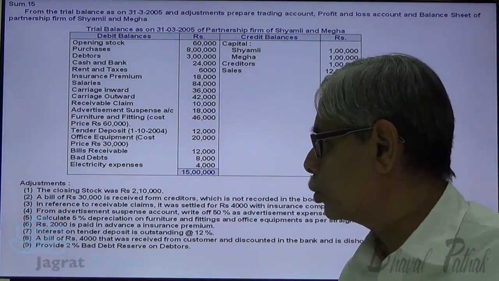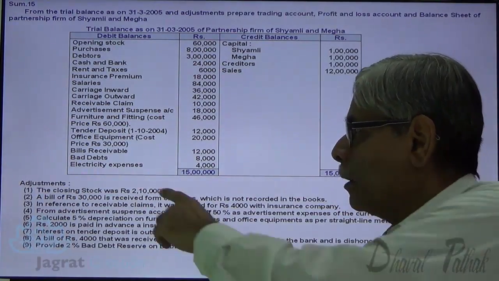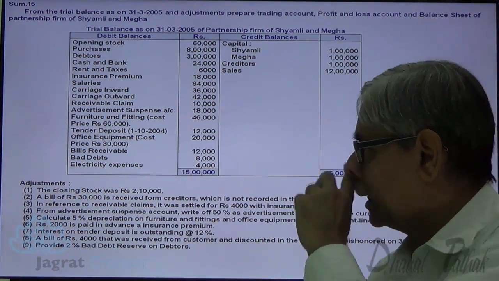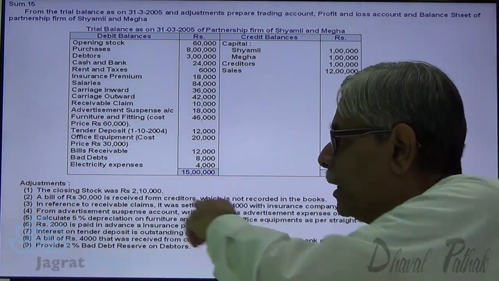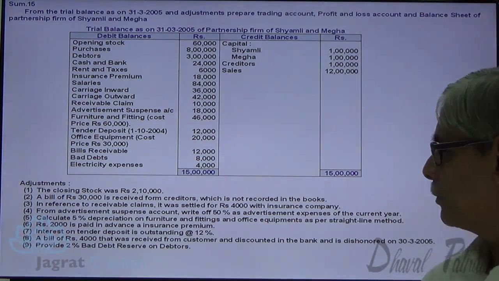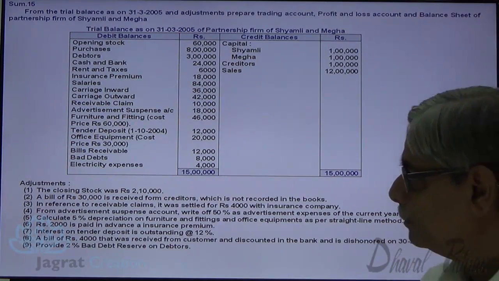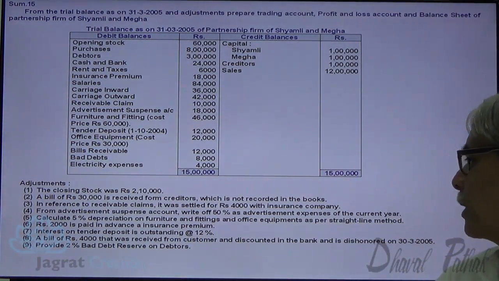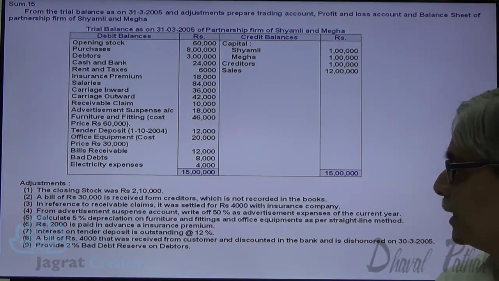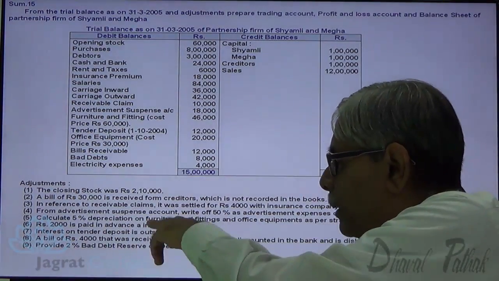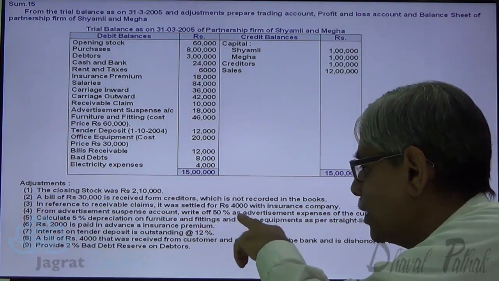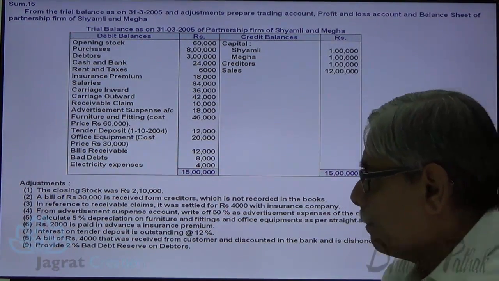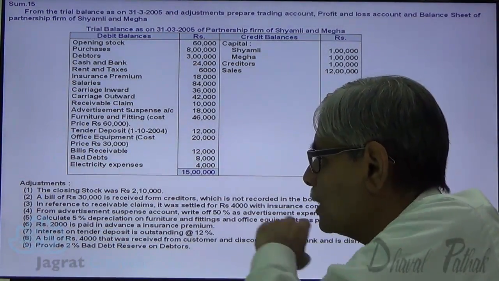Adjustments are closing stock 10,000, bills receivable 30,000 received from the creditor which is not recorded in the books. In reference to receivable claim, it was settled for 4,000 with the insurance company. From the advertisement suspense account, 50% of the advertisement expense is for the current year. Calculate 5% depreciation on furniture and fittings and office equipment by straight line method. That's an important point. 20,000 paid in advance for insurance company.